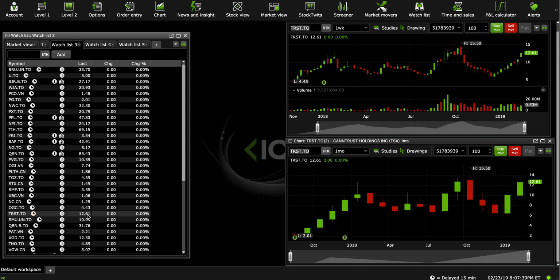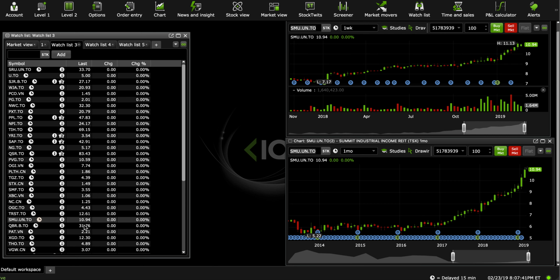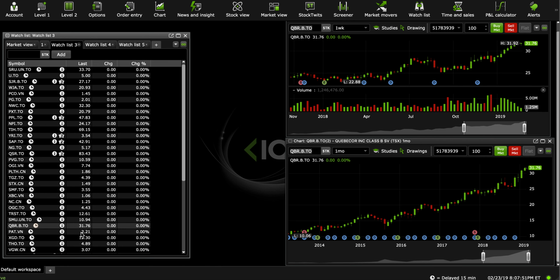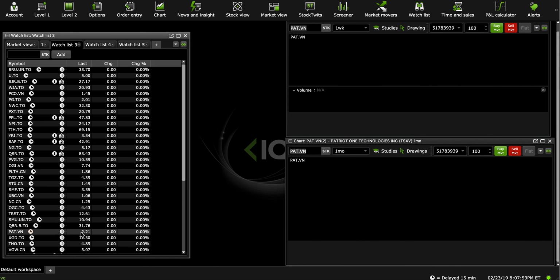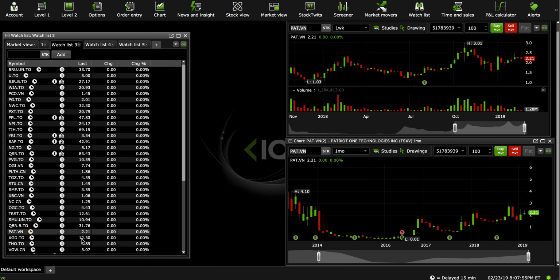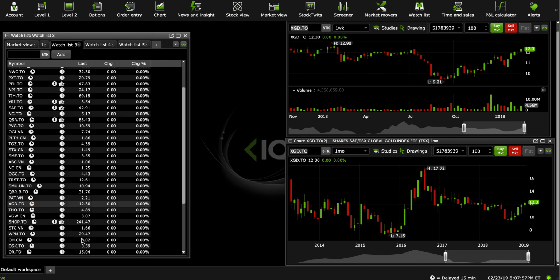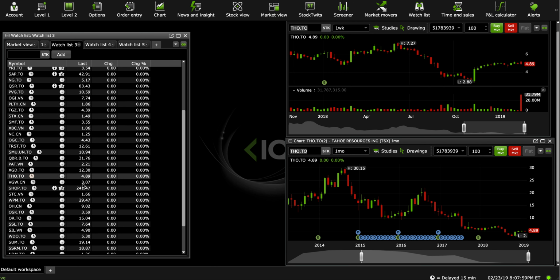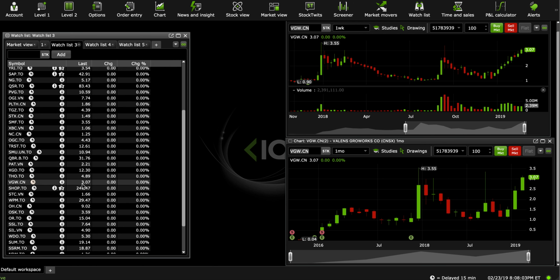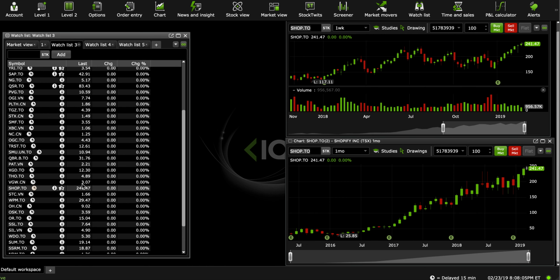OGC, DRSD. I mean, this is a real Summit Industrial Income REIT. I mean, this REIT has really gone really well, right? QBR, PAT, XGT, Joe. Right, so I can quickly go through the names and see, hey, you know what, which ones.